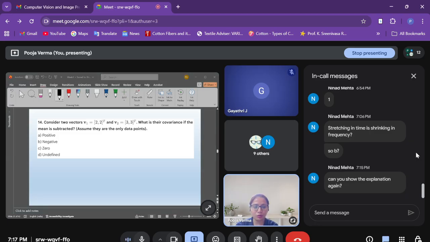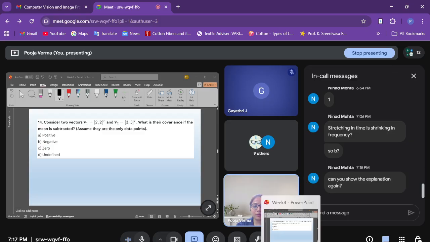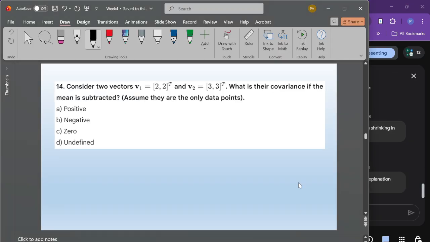Does anyone have any idea how to solve this question? First, we need to find the mean of these vectors, and then subtract it from the data points to find the covariance matrix, and then we need to see whether it is a positive or negative value. So here they are asking only for the covariance. Okay, so first we will calculate the mean of these two vectors.